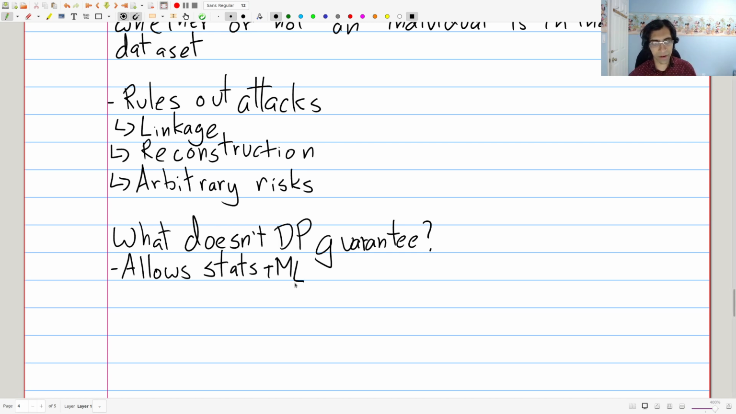So in particular, you can in some sense learn things about a population without there being a privacy violation. For example, there's a very common example which is mentioned, which is the smoking causes cancer example.